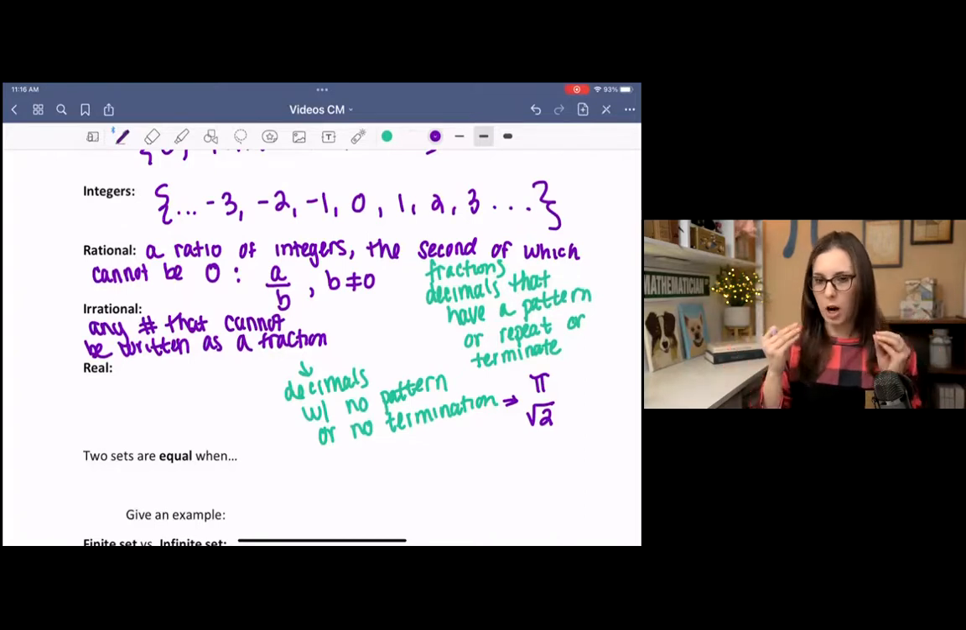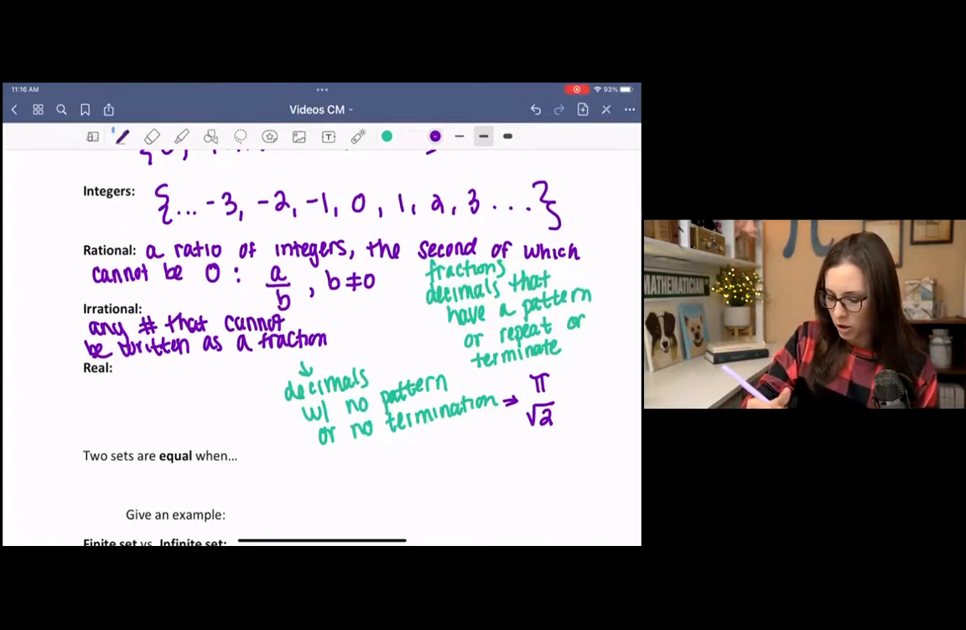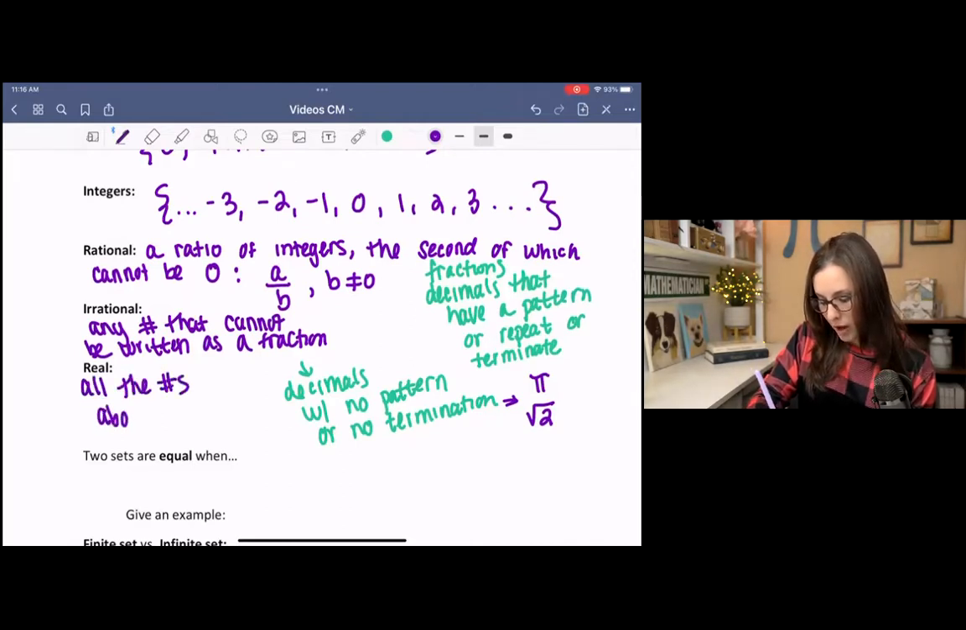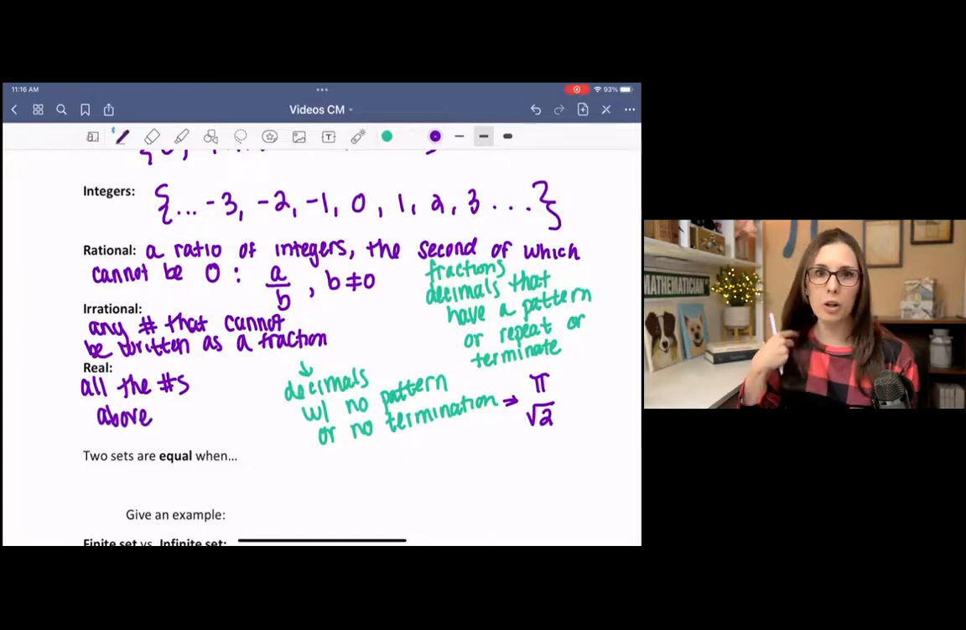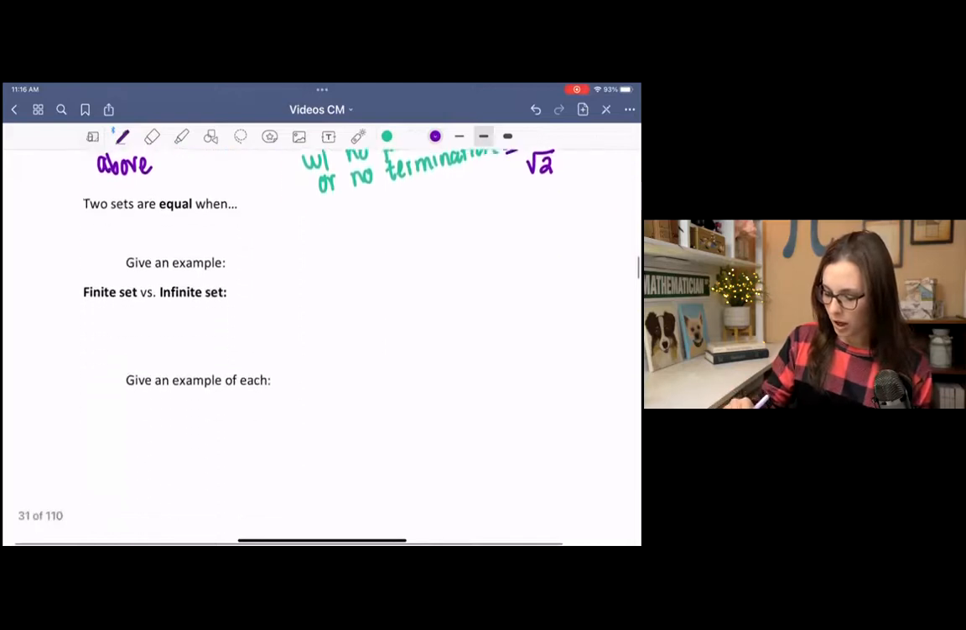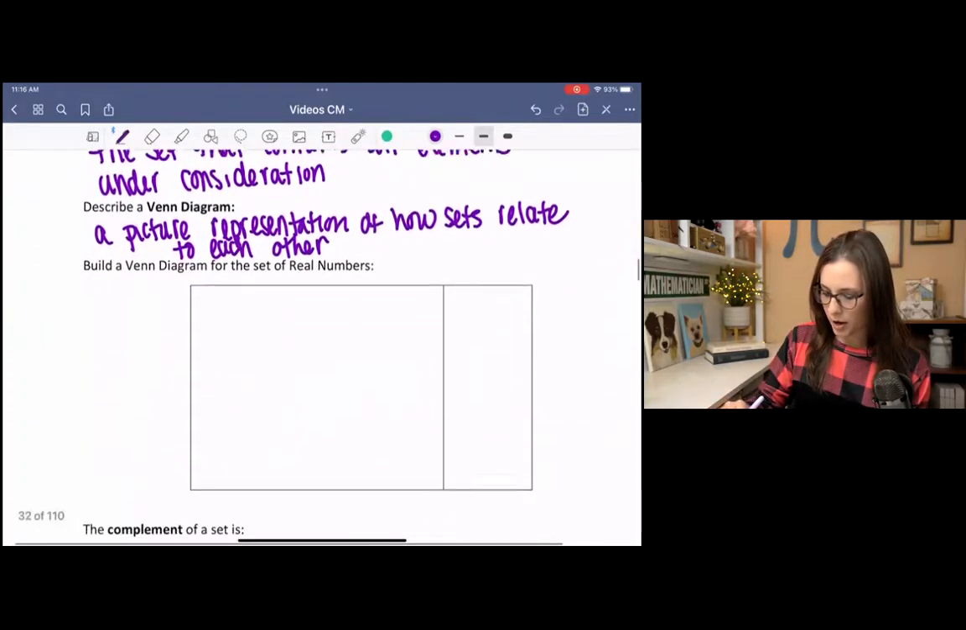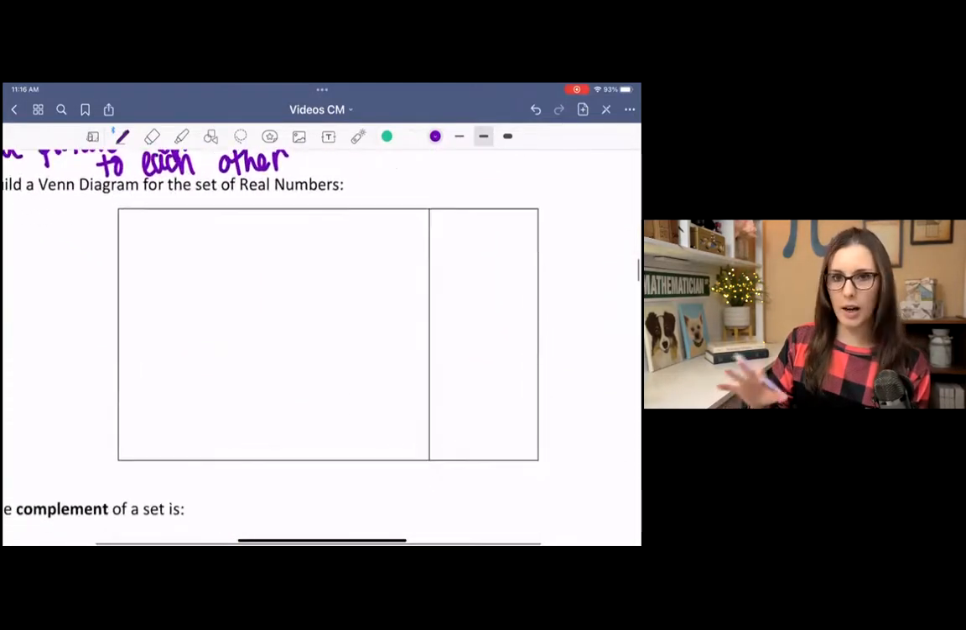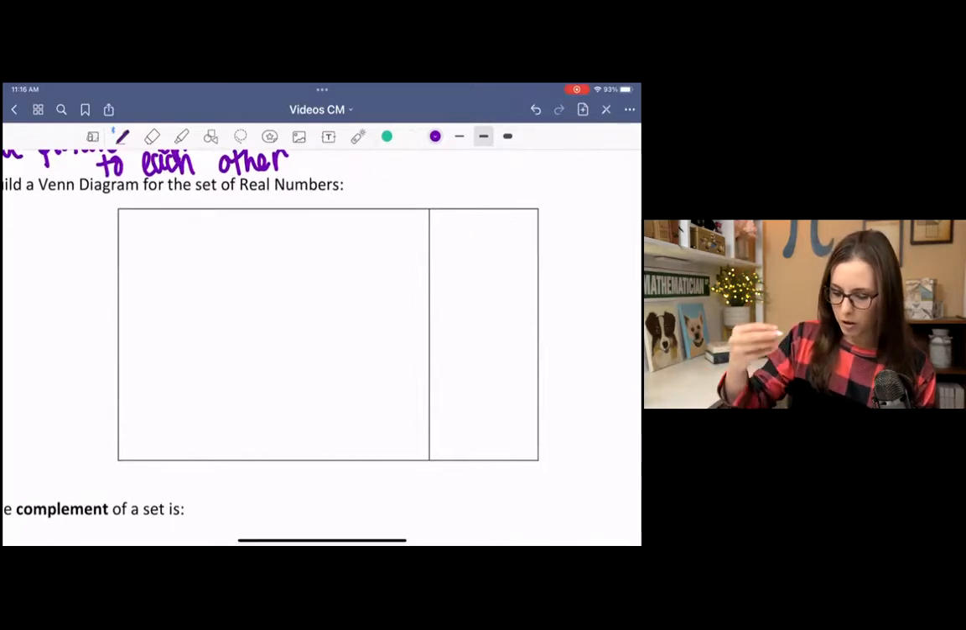So that's going to kind of help us build our Venn diagram. And then your real numbers are all the numbers above. That's going to be considered our universal set. So when I go down here and I build out this Venn diagram, I've kind of got it set up. The universal set is the real numbers.